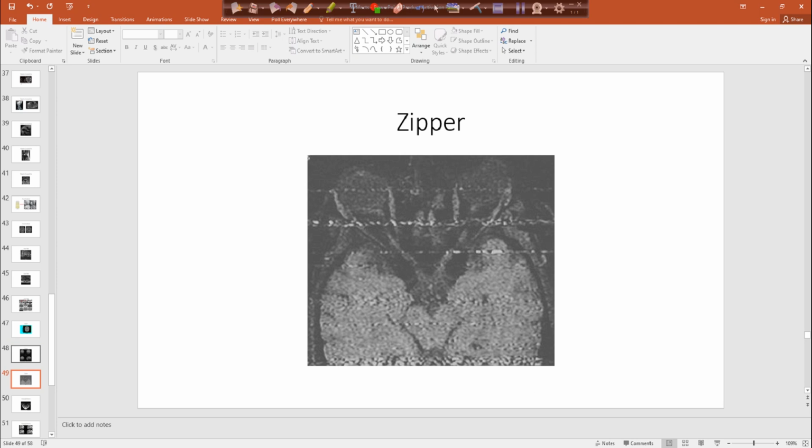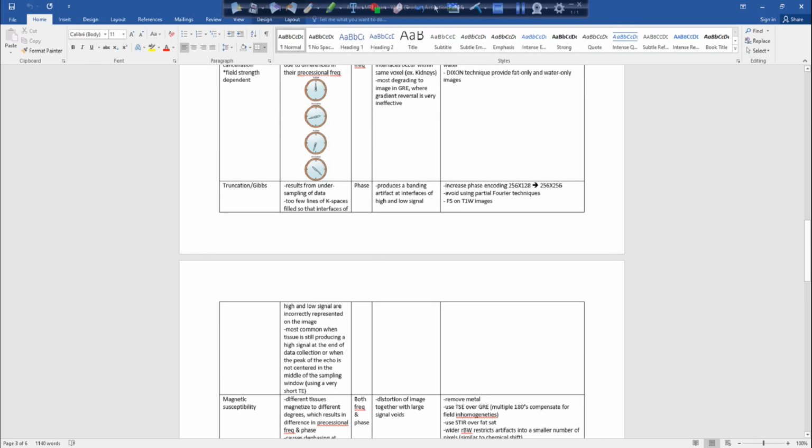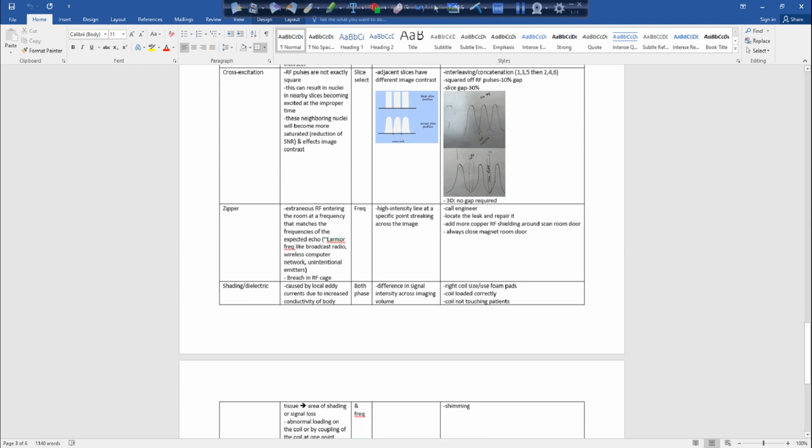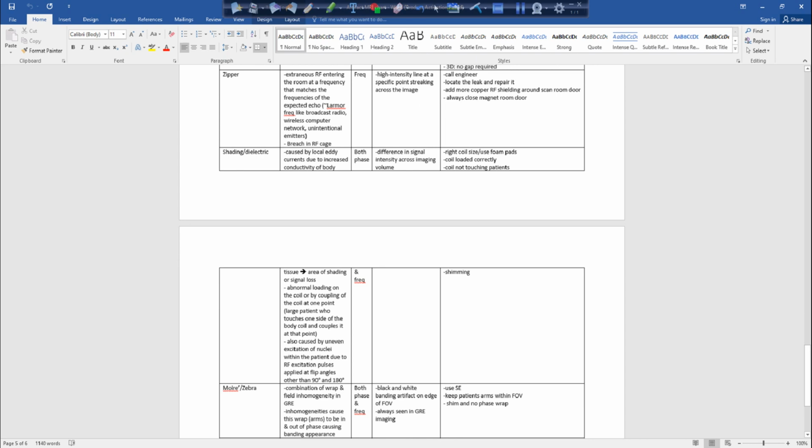Frequency direction. All right, shading or dielectric artifact. So going to your chart, scroll on down, and let's look at it. Remember, it's got two names, shading and dielectric. These are caused by local eddy currents due to increased conductivity of body tissue.